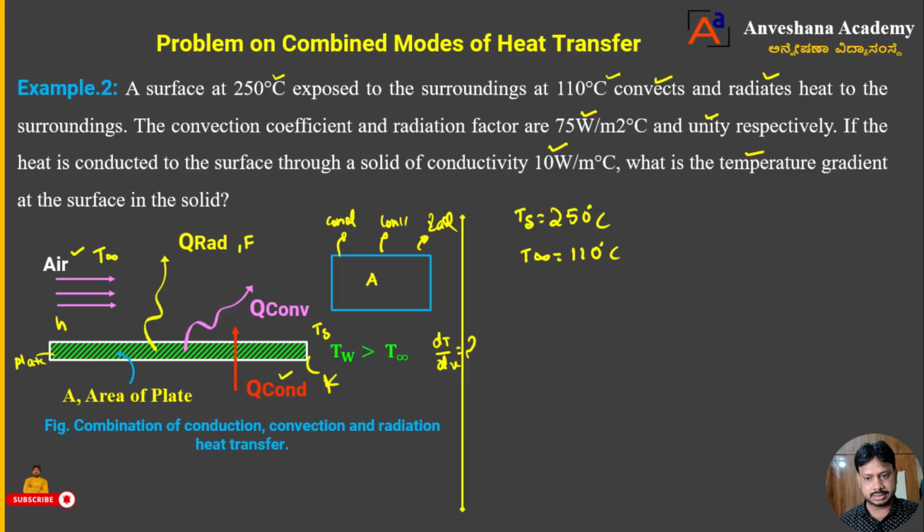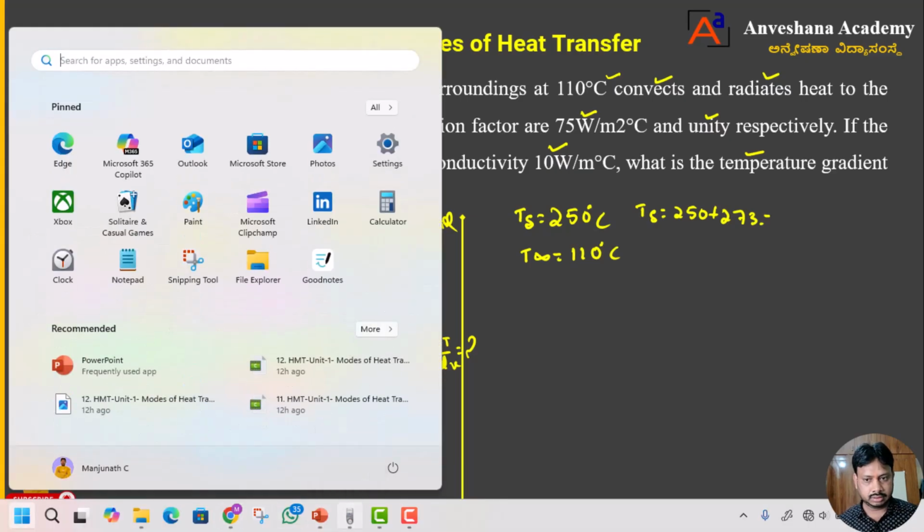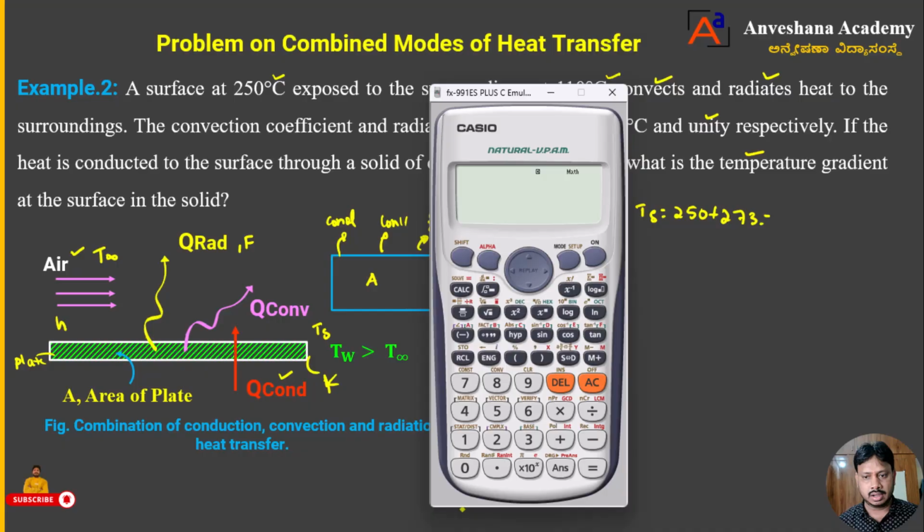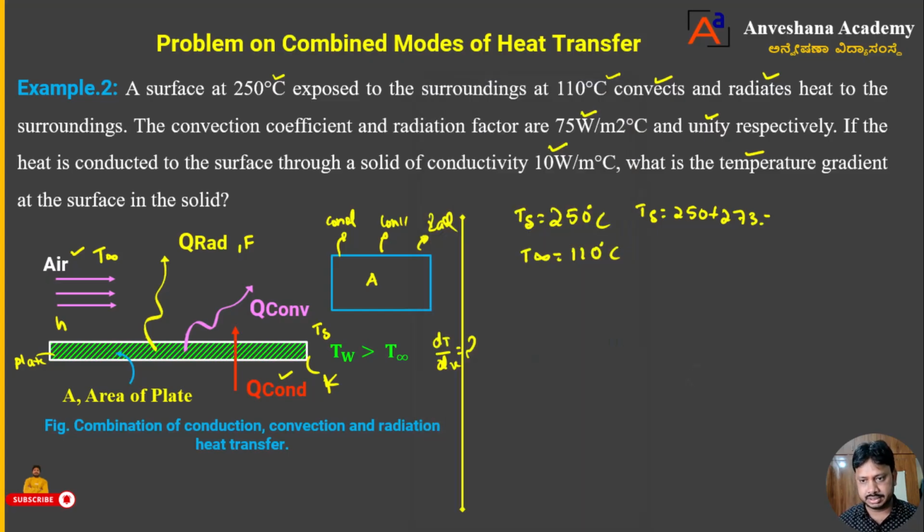Dear students, you can convert this Ts into Kelvin also. How to convert? That is 250 plus 273. How much will it be? You can check that here. So 250 plus 273 is equal to how much? 523. Yes, Ts can be expressed in Kelvin also, 523 Kelvin. Similarly, T infinity is 110 degrees Celsius, add 273, then it becomes 383 Kelvin.